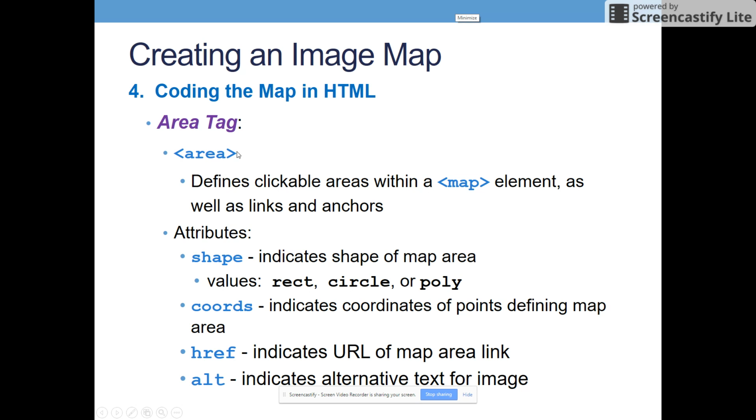First, for every single hotspot, every single area tag that you use, you have to tell it what shape it's going to be. So that shape could be a rectangle, a circle, or a polygon, just like we talked about on the last few slides.